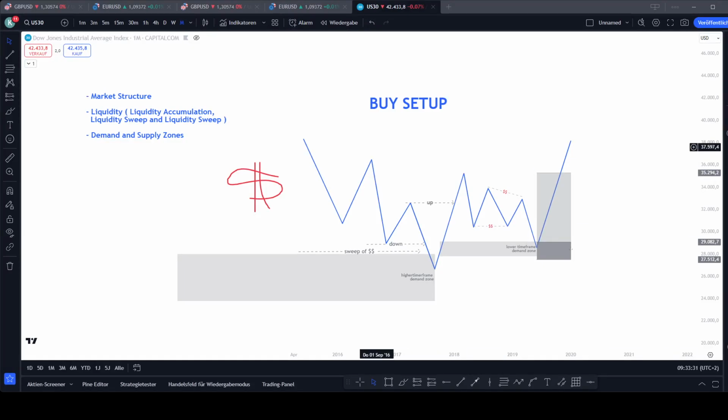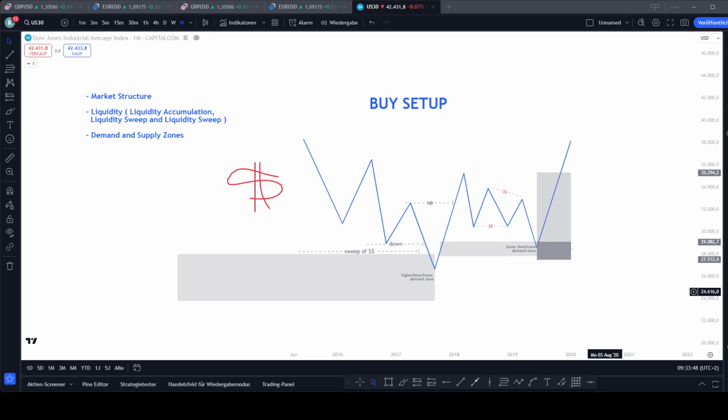Hello guys, here is a diagrammatic representation of my buy setup. This is the setup which I use each time I want to enter a buy trade. This is the exact setup which I use. So I'll be explaining to you guys this very simple setup.